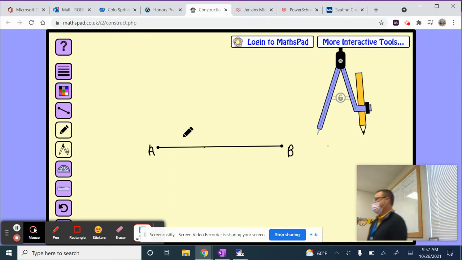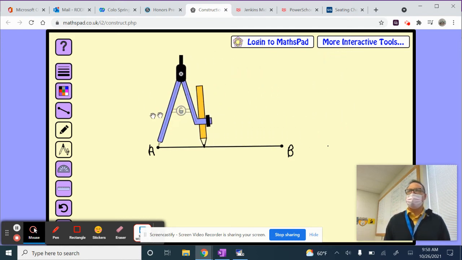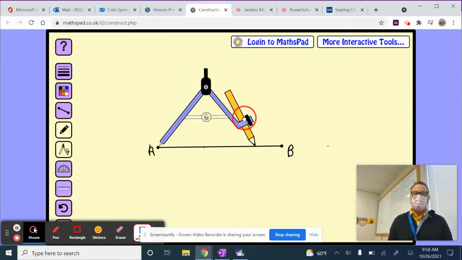Okay, now how are we going to do this? So the first thing we're going to do is we're going to put our needle on one of the endpoints. So I'm going to put my needle on A. I'm going to open my compass up so it's over halfway. And that's just kind of an estimate, right? So that's about over halfway, right? Approximately. Now I'm going to lock my compass and I'm going to make a semicircle.